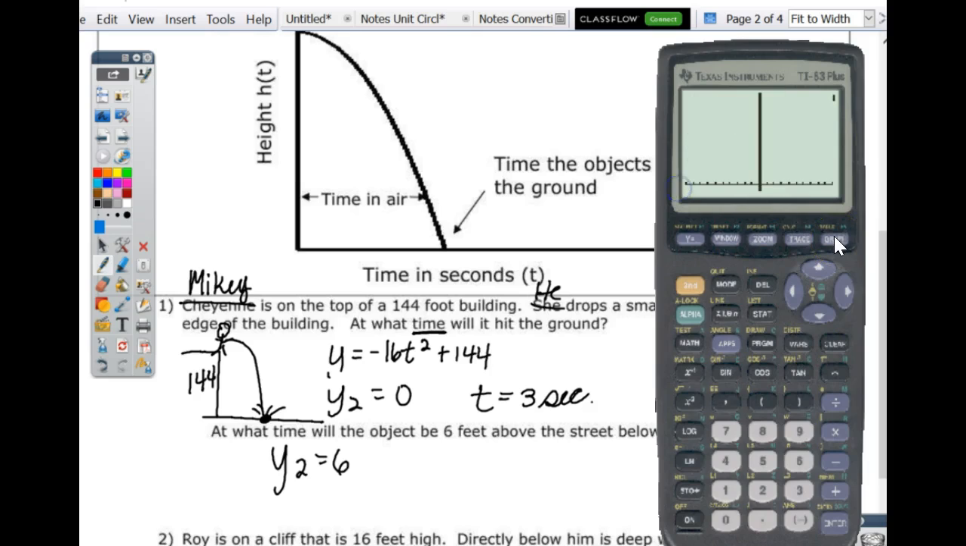Graph it. And we're going to find the intersection again. Second, trace. Not the first curve or the second curve or the guess. So my intersection, this time, Mikey, you're only taking 2.9.